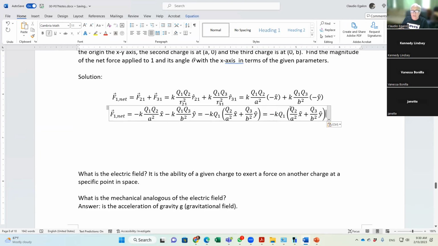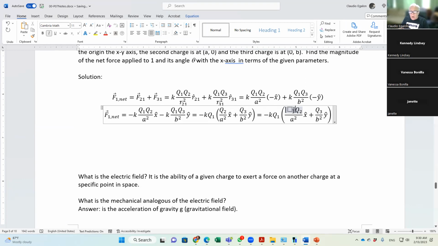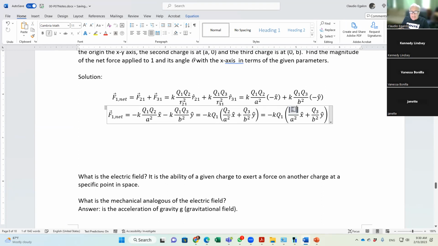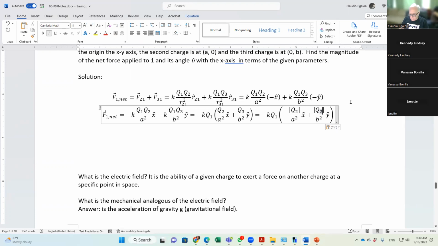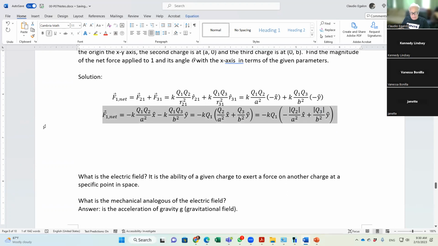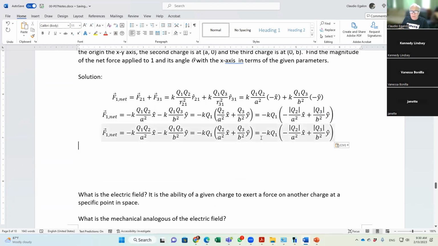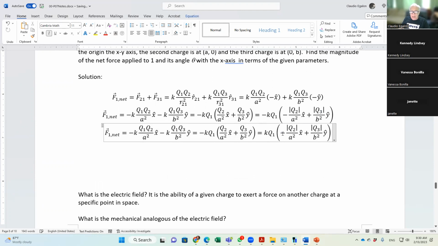We know that Q2 is negative. Oftentimes it's important that you do something like that to visualize the problem better. Because Q2 is negative, I can write it like that. Because Q3 is positive, we can write that without changing the sign. And there is one more step: we can cancel out this negative sign by inverting those signs right here. Let's see if it makes sense.